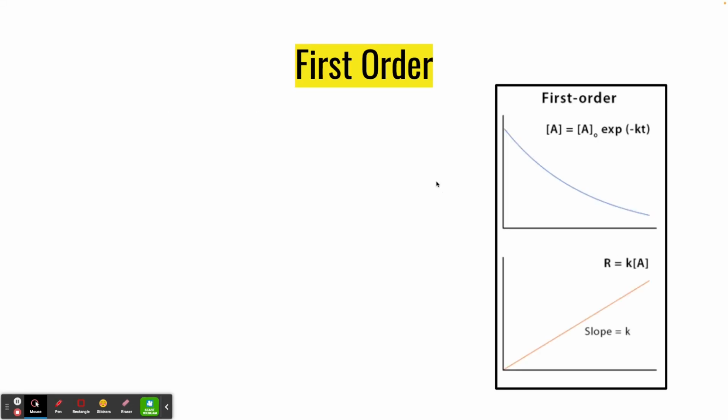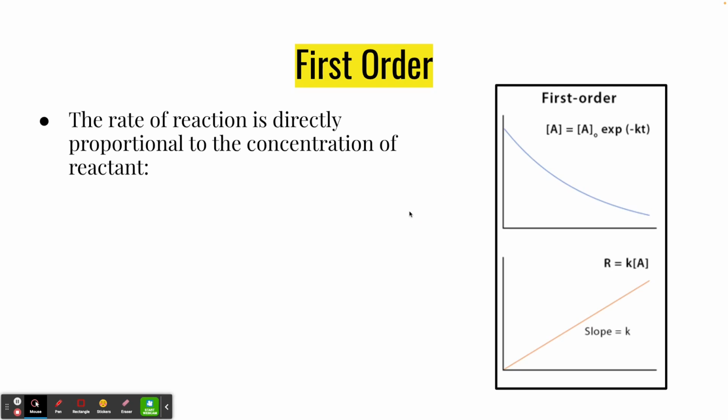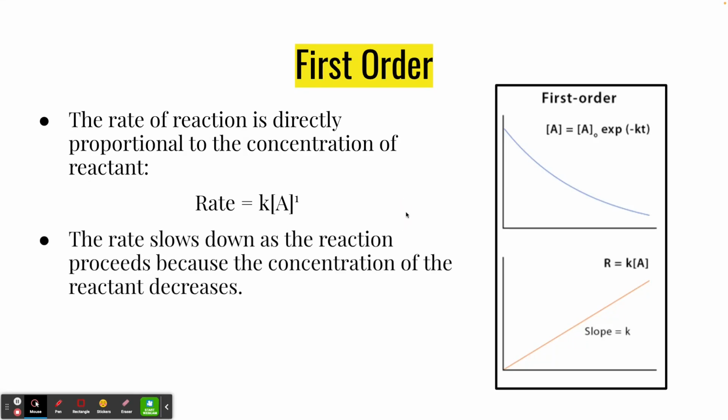Okay. Let's talk about first order now. So first order is directly proportional to the concentration of reactant A. So the rate would equal k times the concentration of A raised to the first power. The rate slows down as the reaction proceeds because the concentration of the reactant decreases. So in this case, concentration versus time, you'll notice that the slope decreases. It starts pretty steep here and then it kind of bellows out towards the bottom.